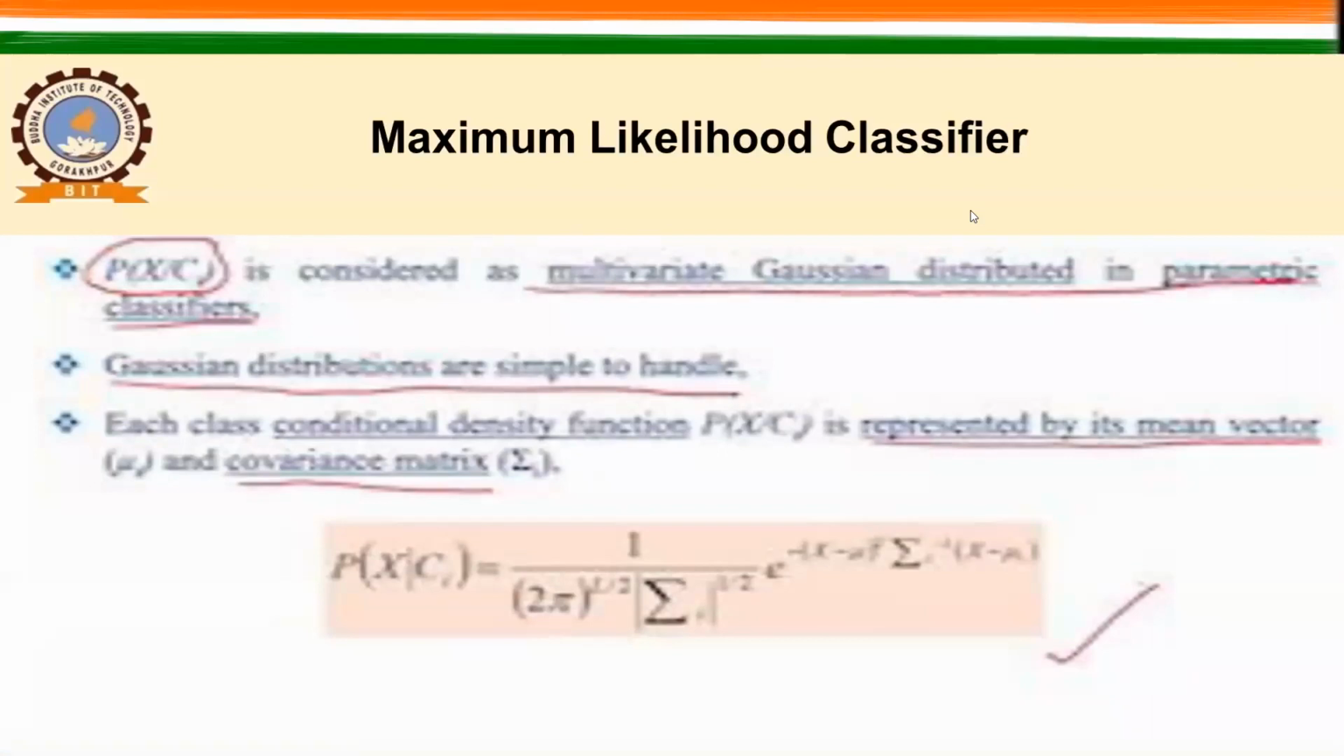Okay, this Gaussian distribution is very similar to a bell shape, but when you see real data, we do not get Gaussian distributed samples. So in that case, it will be a little bit difficult to resolve the classes with this maximum likelihood classifier. Each class conditional density function is represented by a mean vector and covariance matrix, and this mathematical expression can be used for that.